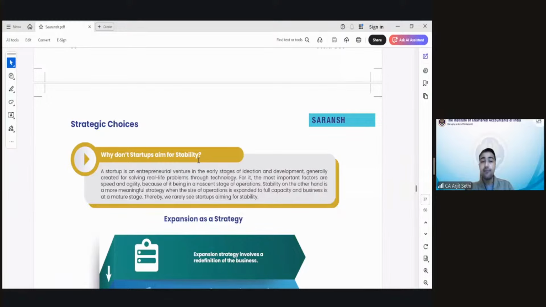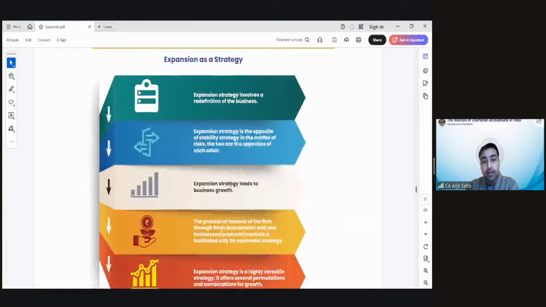And the question is then why do startups don't aim for stability? For the same reason. उनको तो grow करना है. They have to find new. That's why all these Blinkits and Zeptos are startups which can't be stable because they have to grow first and then stabilize. वरना market share कोई और ले जाएगा, right? वरना the market share will be gone to somebody else. Okay. The second strategy is expansion.